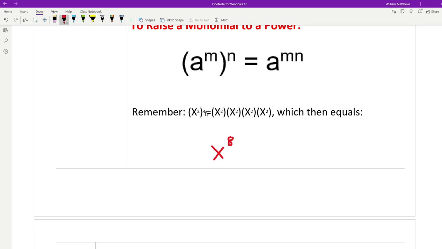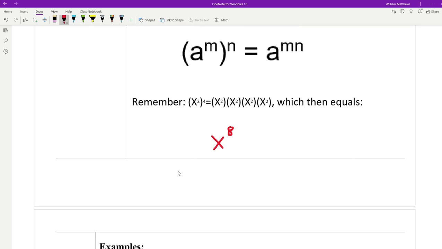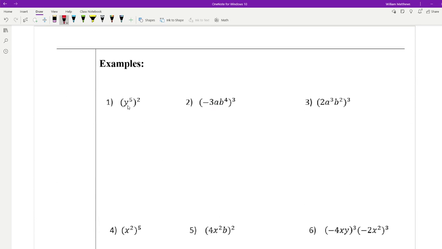So in this case, since I am multiplying 4 of my term, that means I'm going to be multiplying it 4 times for the exponent. A couple examples. Example 1, y to the power of 5, all raised to the power of 2, would be the same as our base y being raised to the power of 5 times 2, which would be 10.